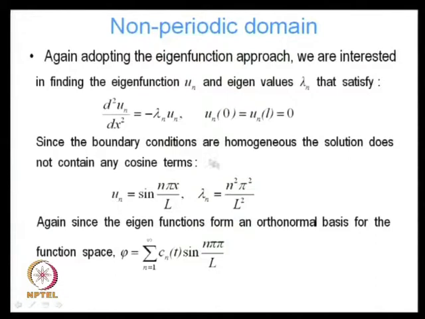Since the boundary conditions are homogeneous, the solution does not contain any cosine terms. You can see that, because u n at x equal to 0 must be equal to 0, so it can't contain cosine terms. It is going to contain sine terms only, and lambda n we can find out after solving the eigenvalue problem, after writing out the characteristic equation like we did last time for my wave equation in a ring. We will find that lambda n is equal to n square pi square by L square.